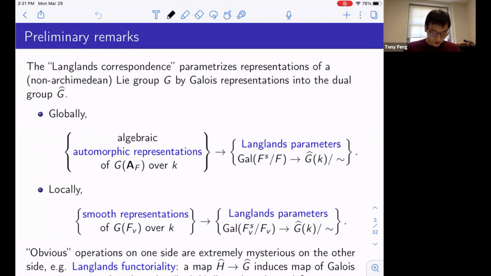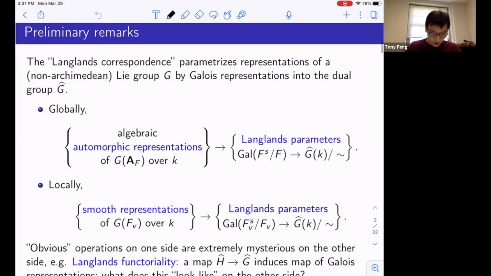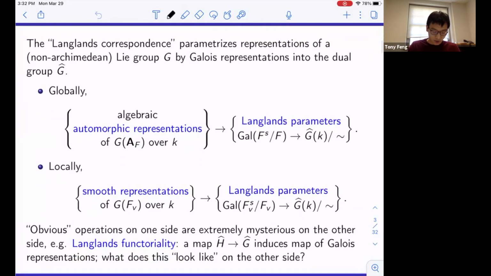So over a global field, what this says roughly is that there should be a labeling of automorphic representations, which are algebraic, of the adelic points of the reductive group by Langlands parameters, which are homomorphisms from a Galois group into the dual group up to conjugacy. And locally, you should be able to label smooth representations of a non-Archimedean or Archimedean Lie group by Langlands parameters from a local Galois group into the dual group.